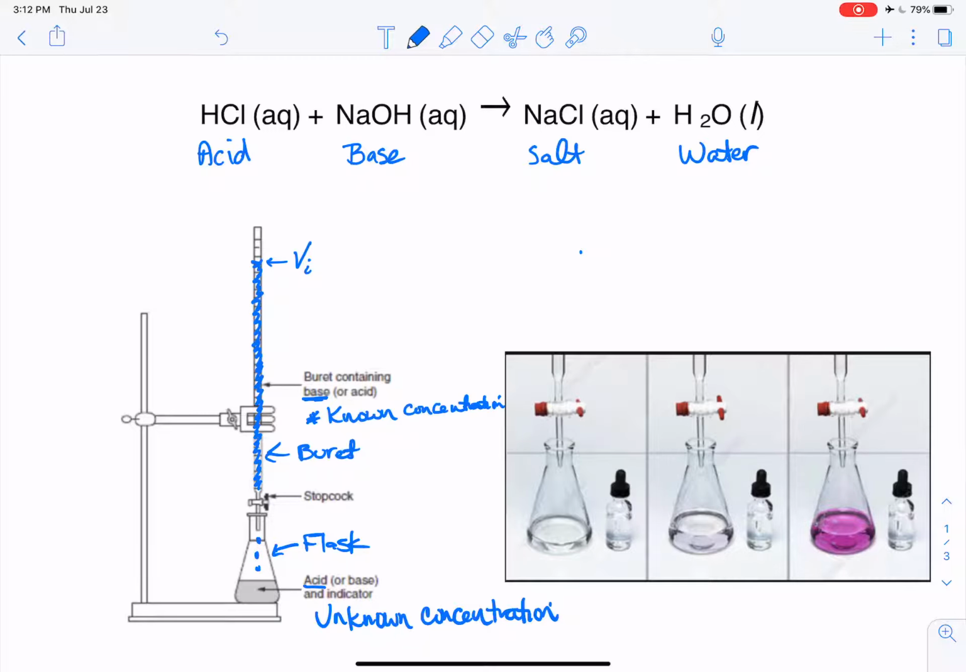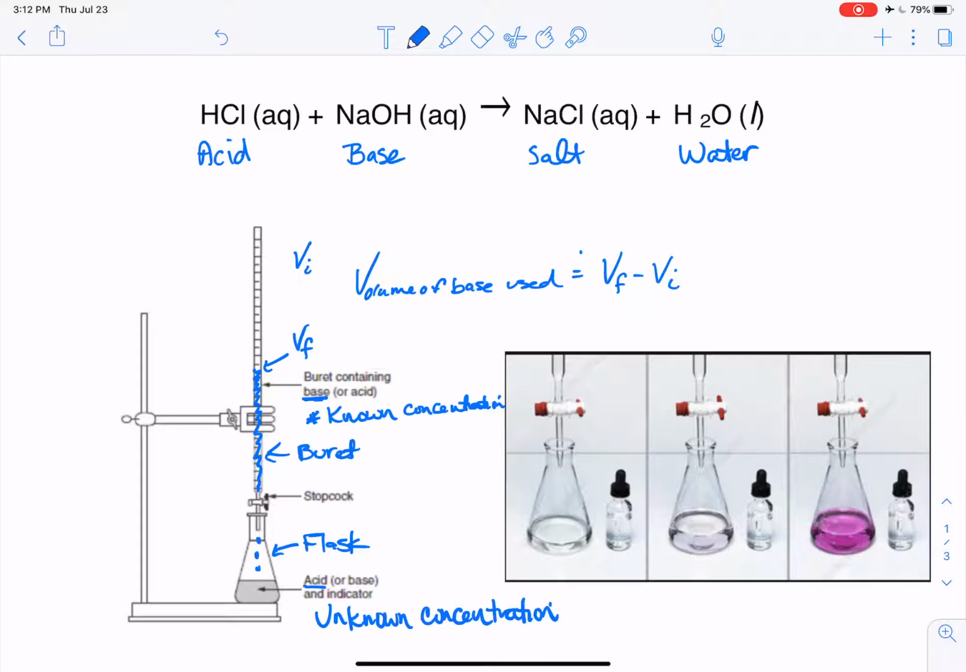And as the volume goes down right there, we watch it. And then when we're at the end of our titration, we are going to note the V final. Now, the volume of base used, that's going to be V final minus V initial.